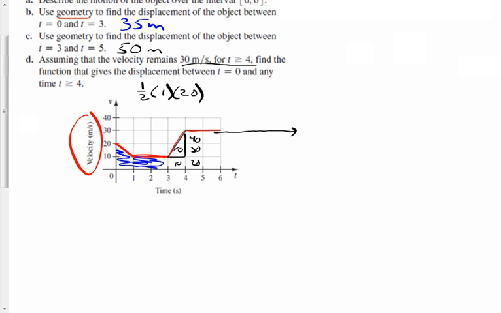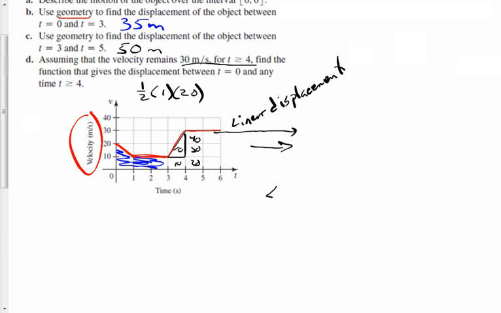So if velocity is constant, think in terms of functions. If velocity is constant, displacement will be linear, because linear functions have constant derivatives and backwards. You with me on that? So displacement will be linear, at least in that direction beyond t equals 4. Okay? Good so far?